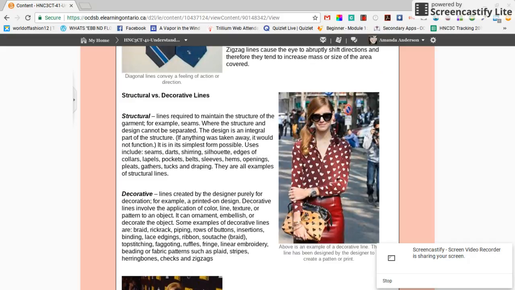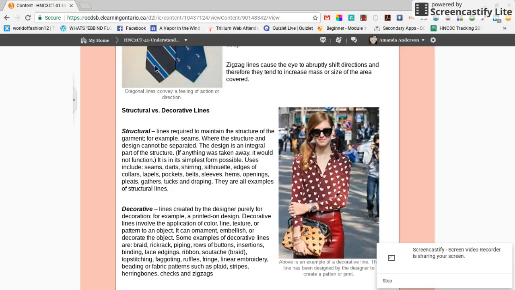And when we talk about lines, we also have to talk about lines that are not indeed physical lines like we see here. This shirt is an example of a decorative line. You can see the hearts are in lines, but it's not physically a line. The structure and the design in the structural line can't be separated at all.